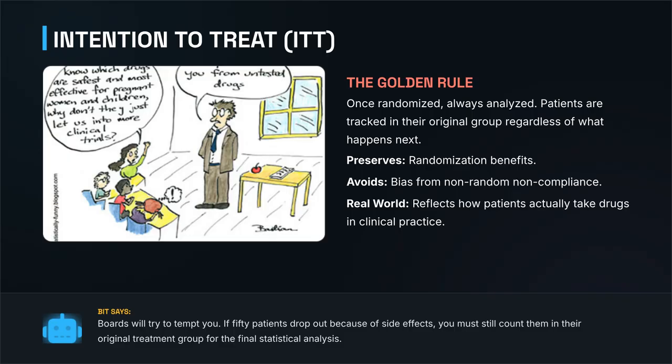Intention to treat solves this problem by forcing researchers to keep every single patient in their originally assigned bucket. This preserves the mathematical integrity of the initial randomization. It prevents researchers from artificially inflating their success rates by deleting non-compliant subjects.